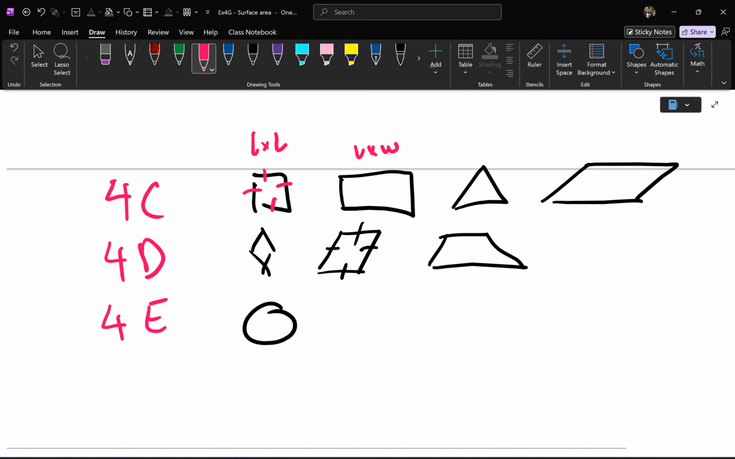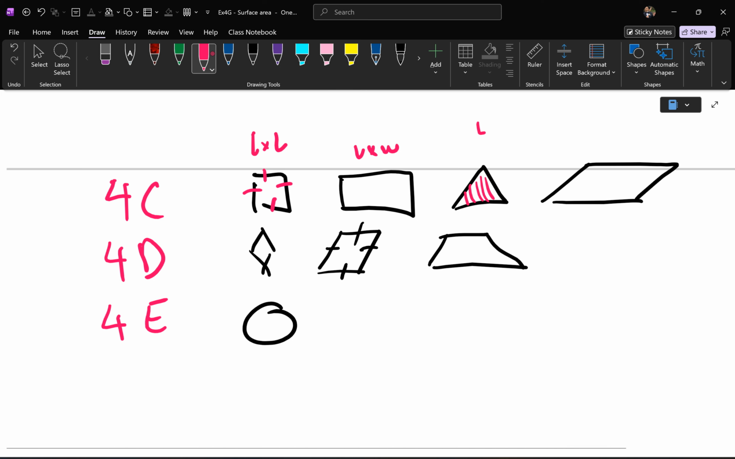Length times width. Very good. Length times width. What about a triangle? Can I please have Leon? Sorry? I want the area formula for a triangle.